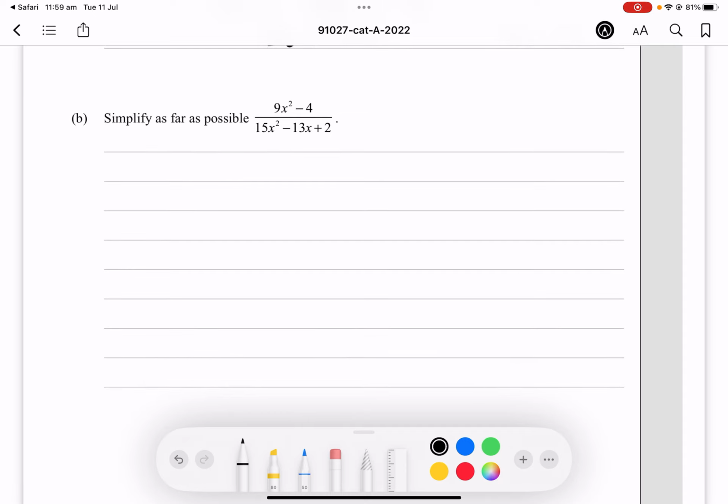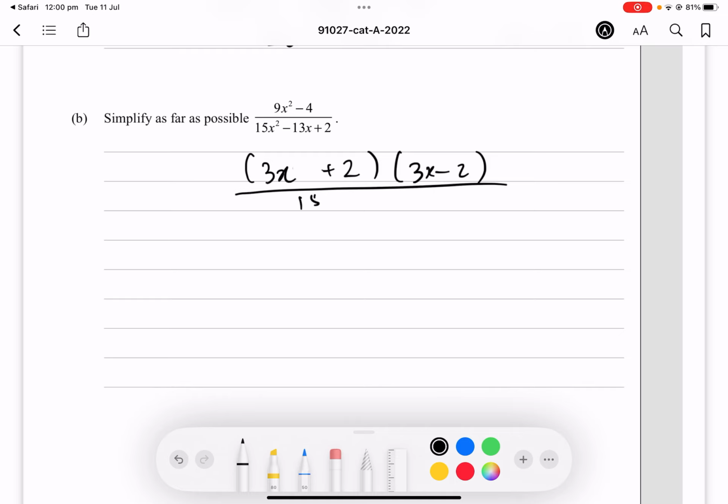Alright, we're going to simplify as far as possible. We have (9x² - 4) divided by (15x² - 13x + 2). For this question, we're going to factor the numerator. The numerator is the difference of squares. We have (3x)² - 2², so it's 3x, not squared. We have (3x + 2)(3x - 2) divided by a factorization of the denominator.